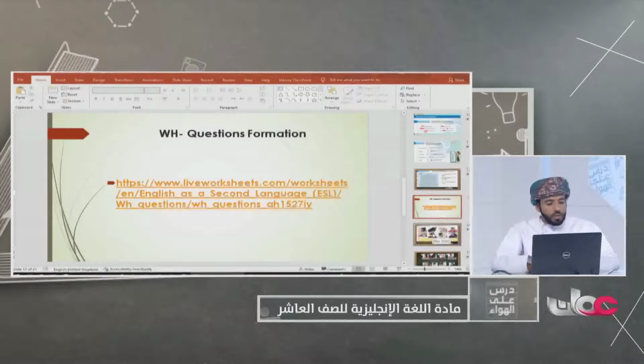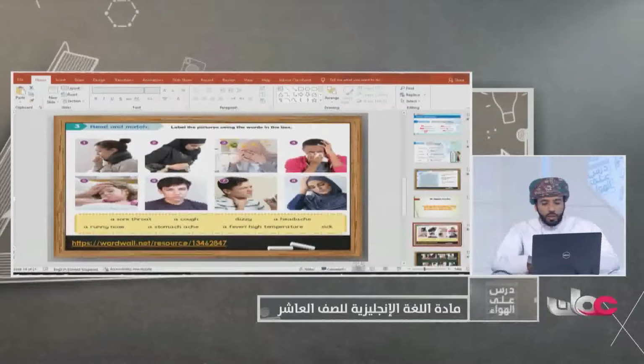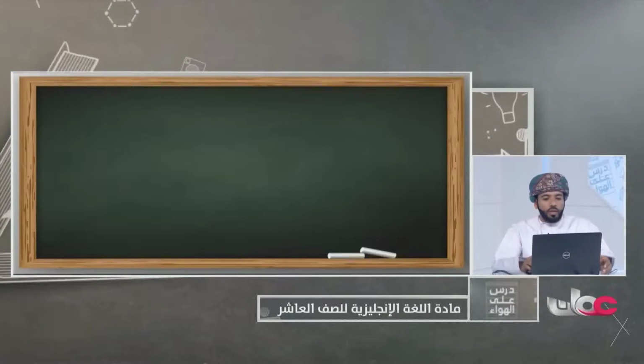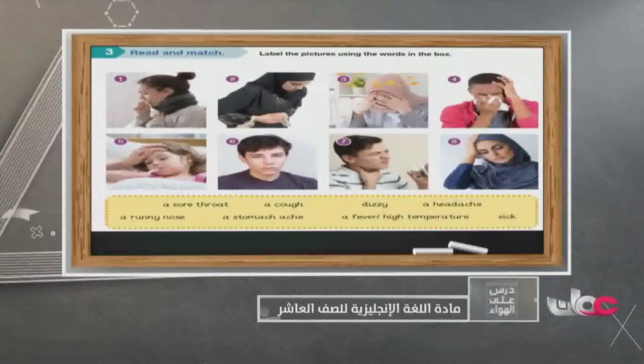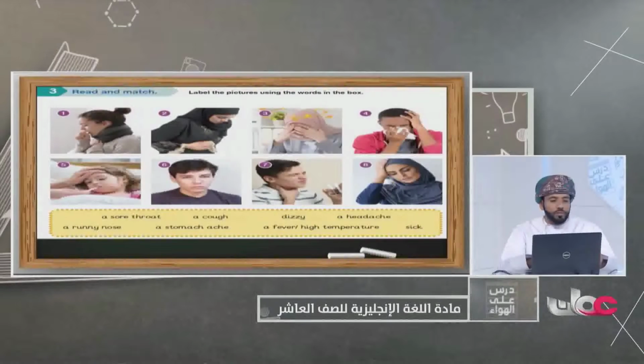Okay, now let's move to the lesson again. Let's go back to our lesson, and in this one we are going to take activity number 3 in your class books. So look at this question. It says read and match. So we have done with forming yes/no questions and WH questions. So now we are going to move to the vocabulary section.